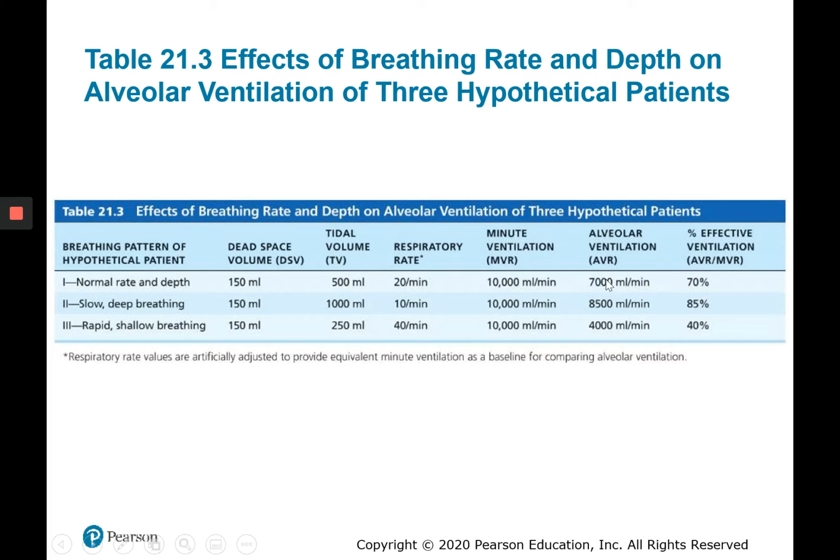And that's what we're seeing in this chart. We have the normal rate and depth of breathing. The AVR for that is 7,000 milliliters per minute. It increases with slow deep breathing and decreases with rapid shallow breathing.